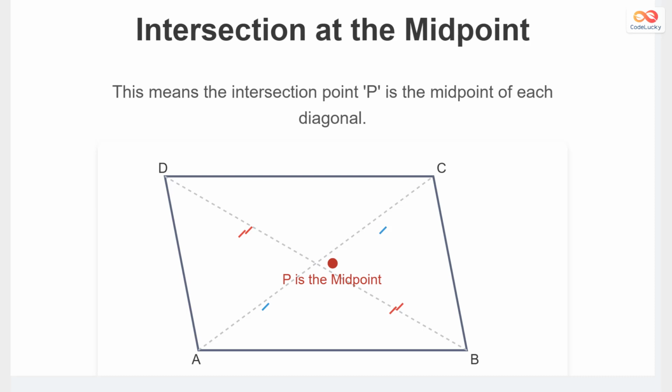This has a very important consequence. Because the intersection point P divides each diagonal into two equal parts, it means that point P is the exact midpoint of both diagonal AC and diagonal BD. It's the center point for both of those lines.